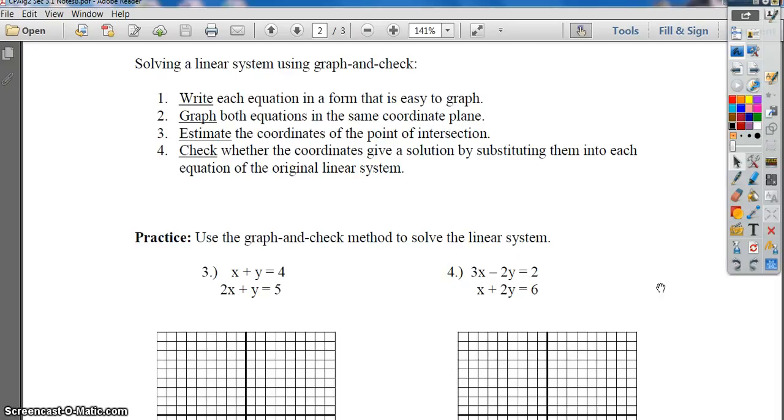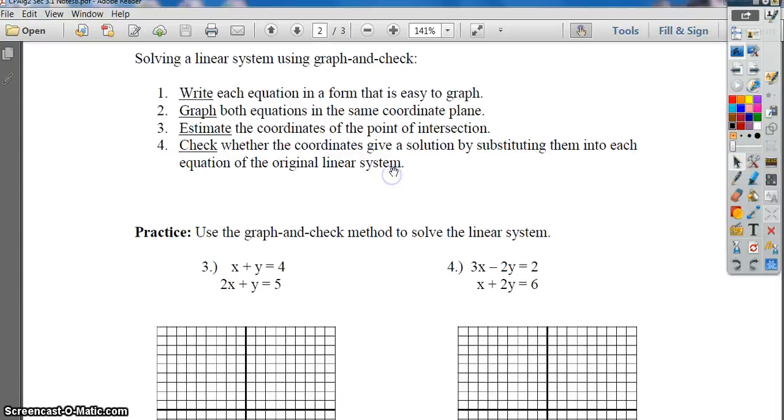Graph both equations in the same coordinate plane, estimate the coordinates of the point of intersection, then you're going to go ahead and check it by substituting that point into both of the originals. And it's always good to use the original linear system here, so I get the right thing.